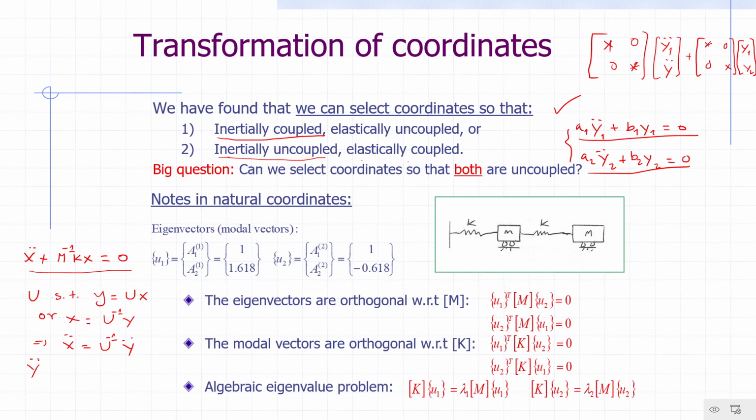Then substitute into this equation: U inverse y double dot plus M inverse K U inverse y equal to 0. This can be reduced to y double dot plus some diagonal matrix times y equal to 0. So can we have this kind of nice matrix U? This is the goal. So what should U look like?